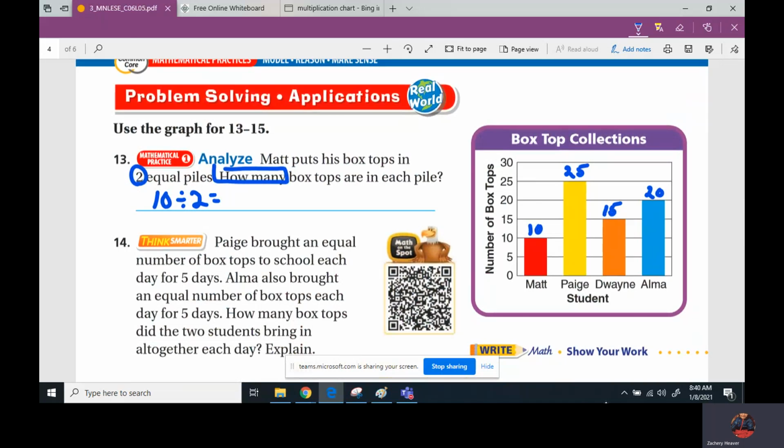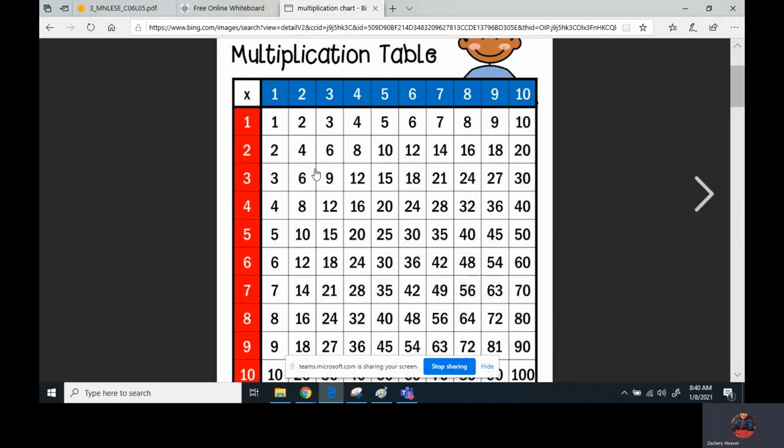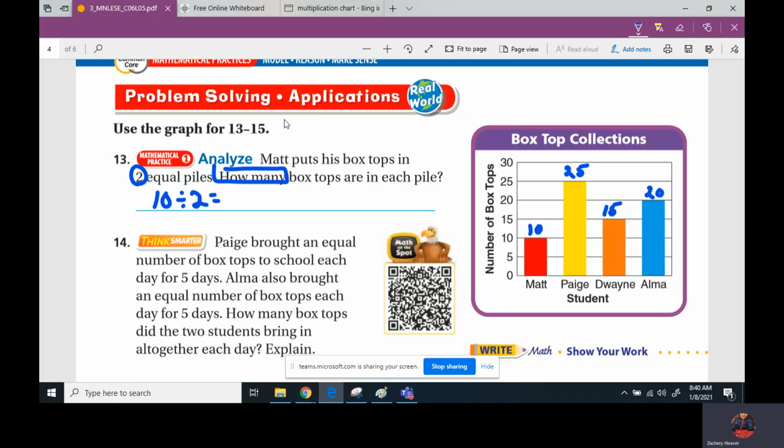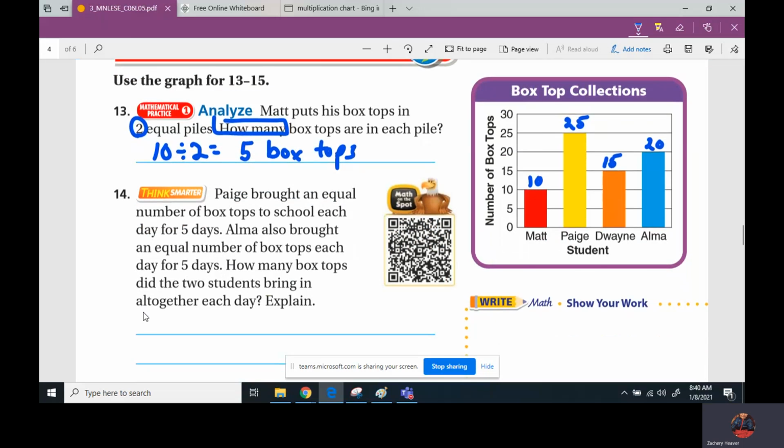So 10 divided by 2, if you skip count 2 to 10, we have 1, 2, 3, 4, 5. Double check, we are correct. 5 box tops.